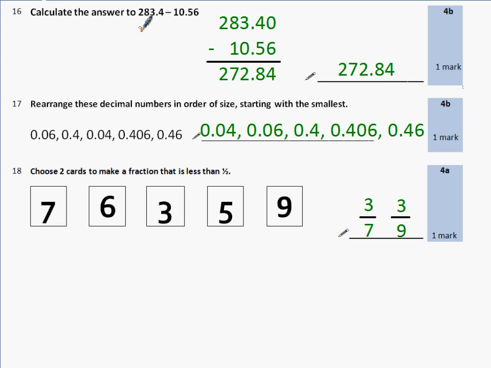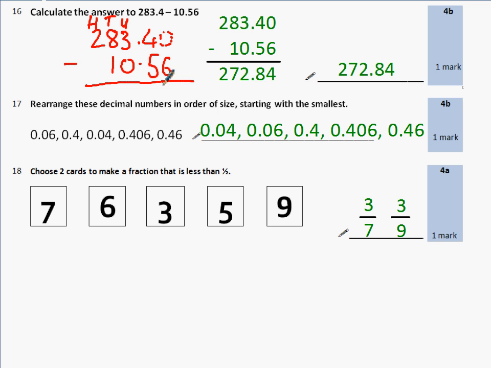Question 16. Calculate the answer to this number here. So I've written 283.4, take away 10.56, and I've been very careful to line up the units with the units, the tens with the tens, and the hundreds with the hundreds. What I also did was to fill in a 0 here in this position, so that I don't forget to do 0 take away 6.